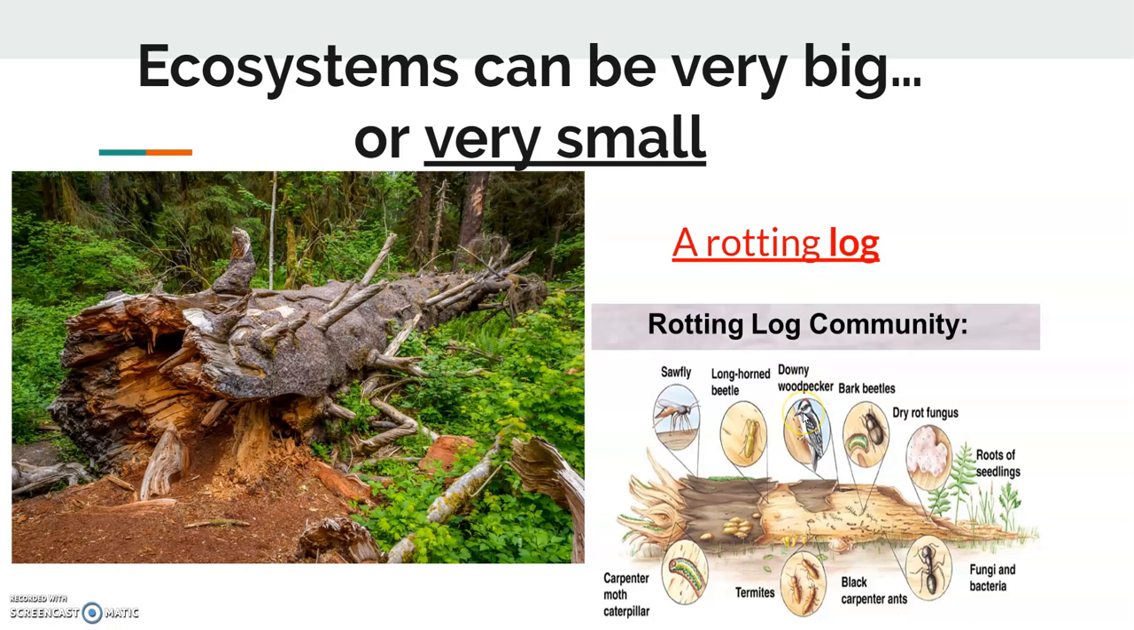Downy woodpeckers come here to look for bugs to eat, such as the bark beetle. Dry rot fungus survives by rotting dry things. Seedlings are growing inside it. There's a million different kinds of fungi and bacteria, like mushrooms and other things. There are carpenter ants and termites that are, again, just eating all that wood.